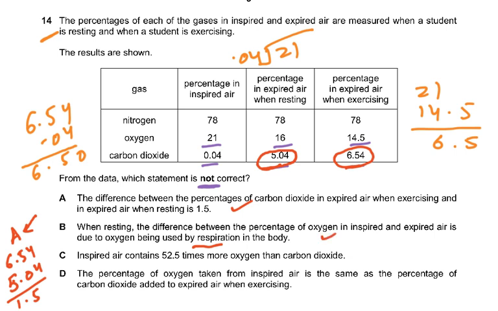Then for inspired air, now this is wrong. C is wrong, because if you divide 21 by 0.04, it's 525. It's not 52.5 times. So this is wrong. You need to figure this out. I've done this, so you do this on your calculator. The percentage of oxygen taken from inspired air is the same as the percentage of carbon dioxide added to expired air when exercising. I've done that here, and you can find it. It's the same. So there was a little bit of maths. I know some of you are very good at it.